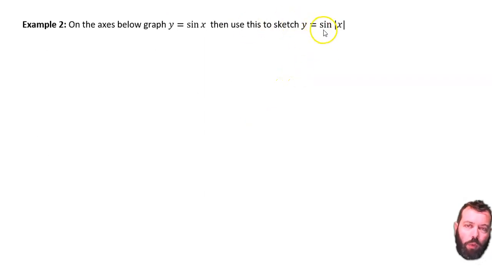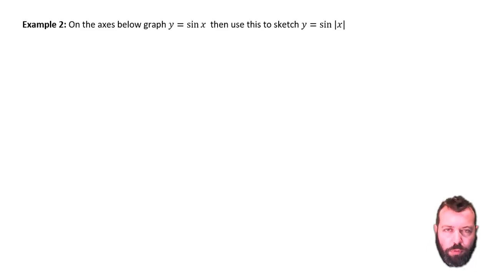This time I want the sine of the absolute value of x. So what we're really talking about here is my domain is all real x. However, in many ways it's as though I'm only dealing with positive x's. I'm only going to be taking the sine of a positive number.